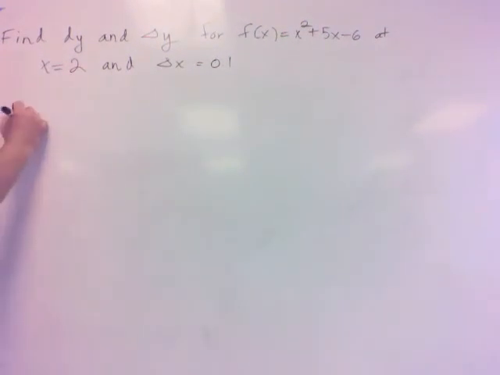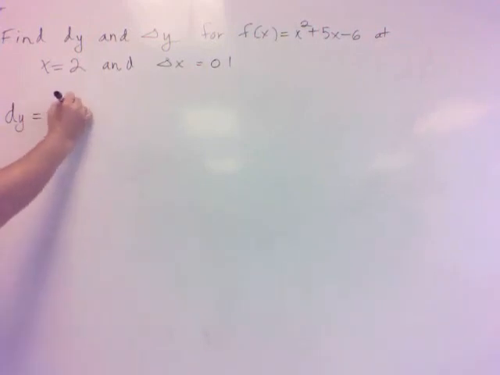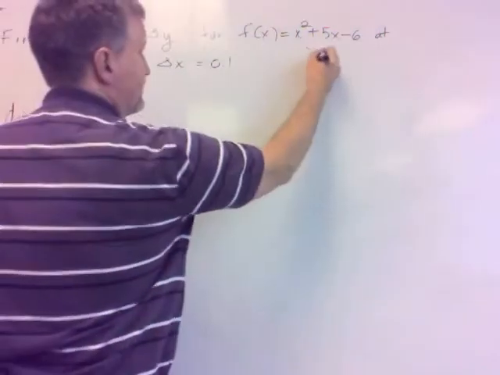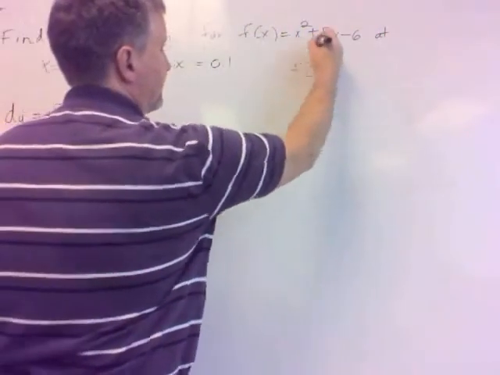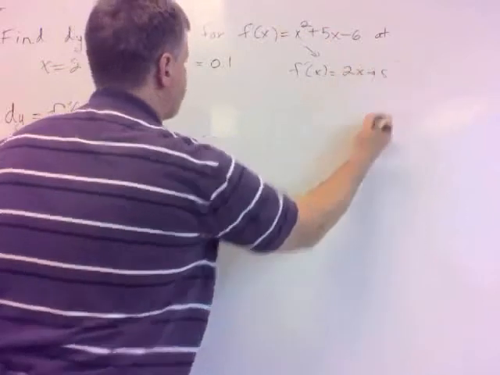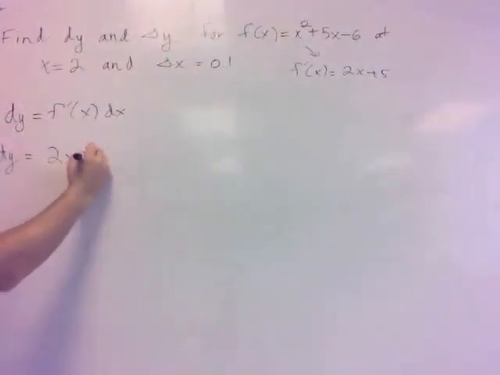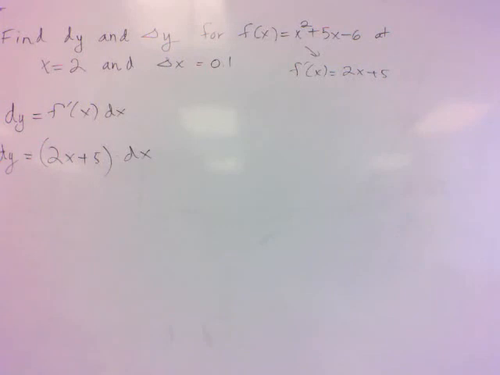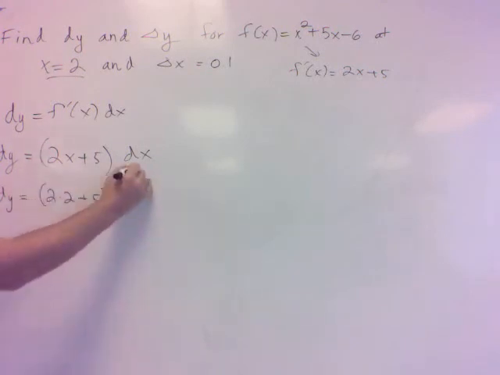Let's start with dy, since that's the first one I wrote there. dy is just f prime of x times dx. Okay, well, f prime of x is easy. F prime of x is just the derivative, 2x plus 5 times dx. Now, in this case, we do have numbers to plug in, don't we? I have an x value. So they do want you to compute a number here. It'd be 2 times 2 plus 5.